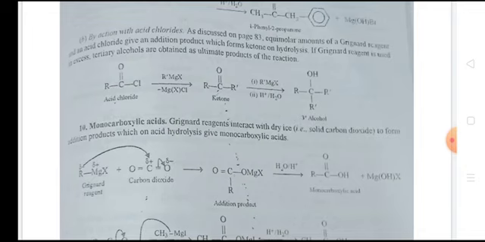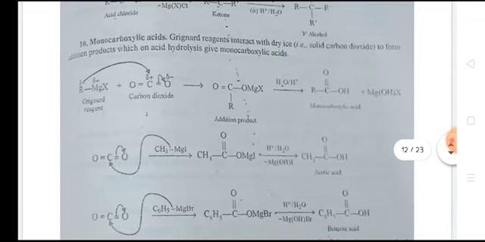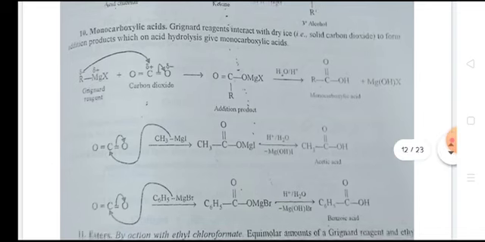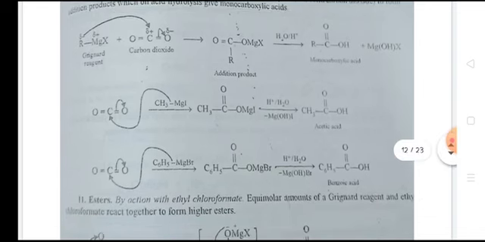As discussed on page 83, equimolar amounts of Grignard reagent and acid chloride give an addition product which forms ketone on hydrolysis. If Grignard reagent is used in excess, tertiary alcohols are obtained as ultimate products of the reaction. Tenth, monocarboxylic acid. Grignard reagent interacts with dry ice to form addition products which, on acid hydrolysis, give monocarboxylic acids.